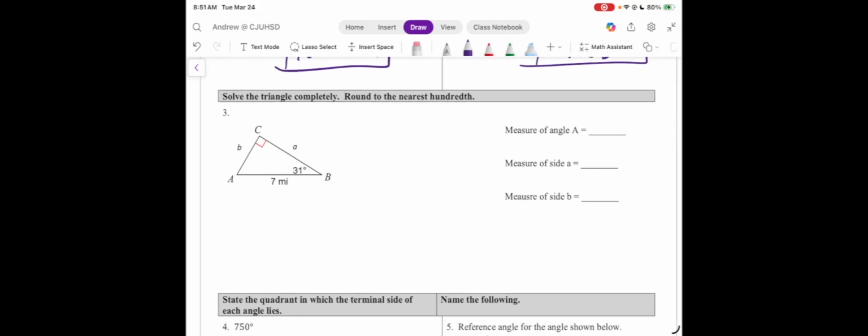In number 3, solve the triangle completely. So we have 3 things to answer here. 1, 2, 3. First, the measure of angle A. Well, angle A and angle B have to add up to 90 because we already have a 90 in the triangle and the angles have to add up to 180. So if we just do 90 degrees minus 31 degrees, then that's 59 degrees. That will be the measure of angle A.